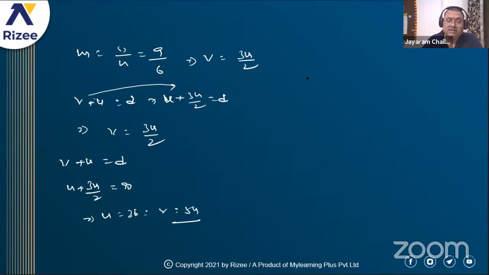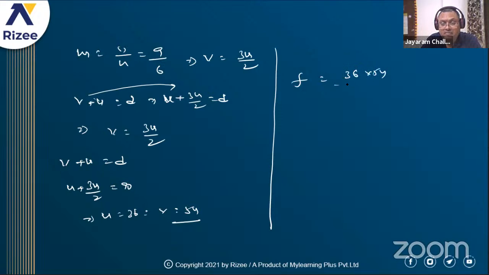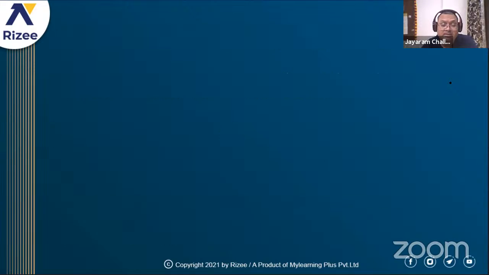Right, and from this one, he has also asked the focus. F is equal to 36 into 54 by 90. That is, the focus comes out to be 21.6 centimeters. So this is your focal length. Both of them he has asked.